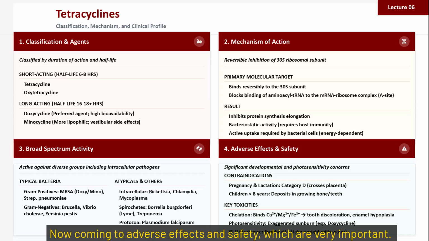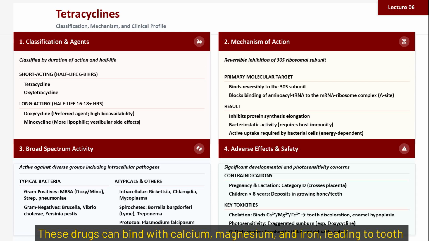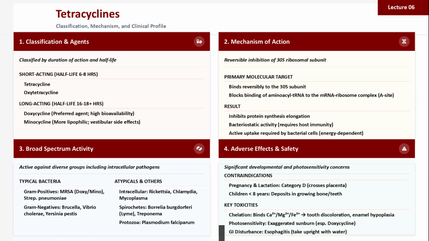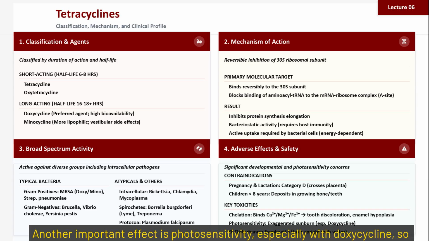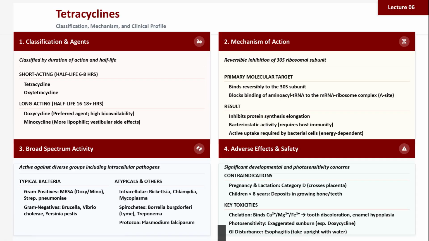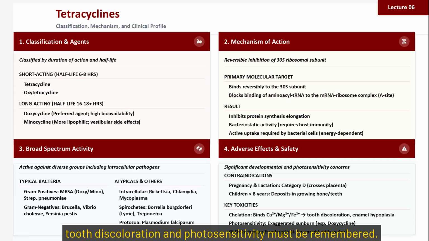Now coming to adverse effects and safety, which are very important. These drugs can bind with calcium, magnesium, and iron, leading to tooth discoloration and effects on bone growth. That is why they are contraindicated in children and pregnant women. Another important effect is photosensitivity, especially with doxycycline, so patients can develop sunburn easily. They can also cause gastrointestinal irritation, including esophagitis, so patients should take the drug with water and avoid lying down immediately. So the key idea is, tetracyclines block tRNA binding at 30S, broad spectrum, especially for intracellular organisms.